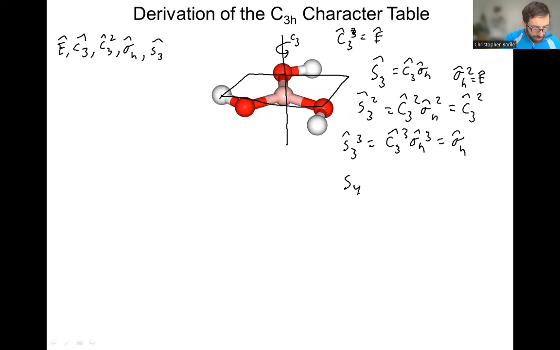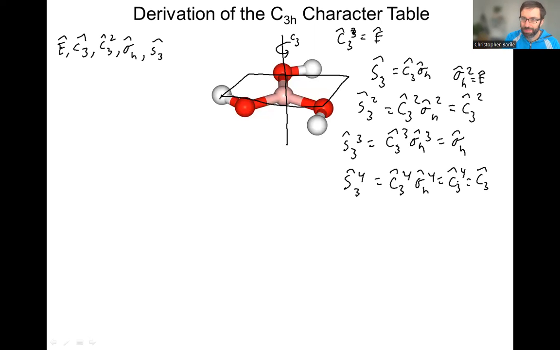And then what about an S3 4 times? Well, that would be equal to a C3 4 times, followed by a sigma h 4 times. I think you can see the pattern by now. If you have an even number of mirror planes, that just equals identity. If you have an odd number, that equals sigma h. So if you have an even number here, that term goes away, it's equal to identity. And so that just equals C3 to the 4. What is a C3 to the 4? That's the same as a C3, right?